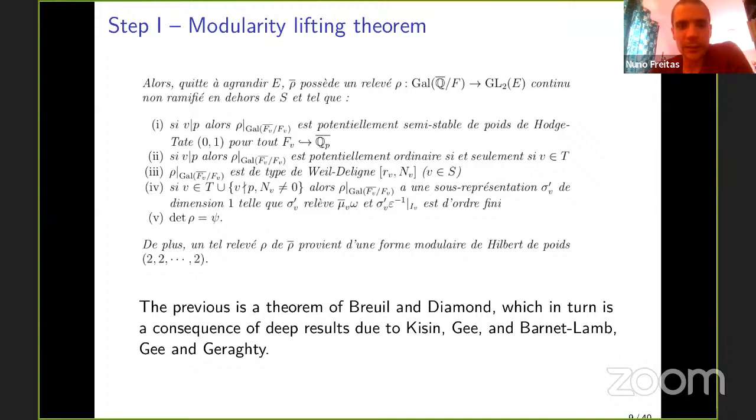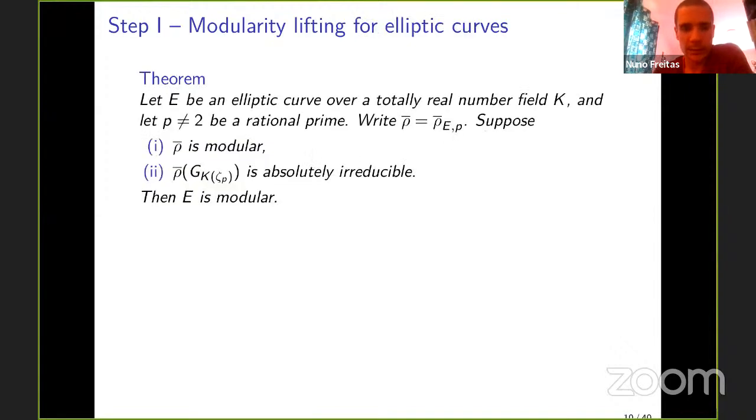So the nice thing about elliptic curves is that when we specialize the representations of this theorem to what happens with elliptic curves, then the theorem becomes much cleaner. And in our case, it reads like this. So if E is an elliptic curve over a totally real number field K, and we take p to be a prime which is not 2, then if the mod p representation is known to be modular, so that's condition number 1, plus condition number 2, that the image of the Galois group of the field K where we added the pth roots of unity is absolutely irreducible. So if these two conditions are satisfied, then the curve is modular.